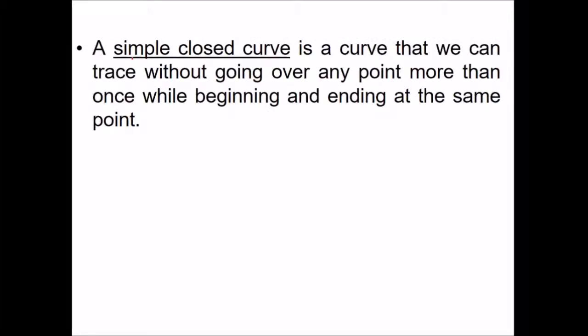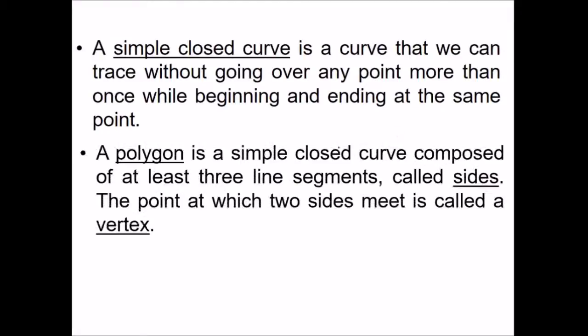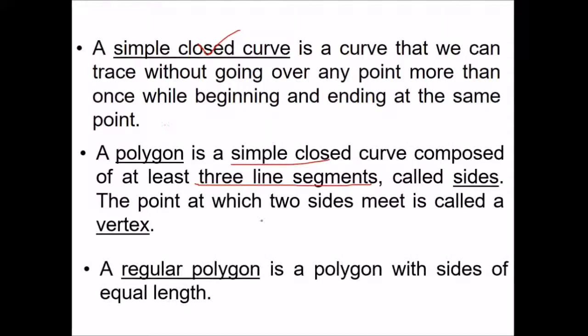Now a simple closed curve. This is a curve that we can trace without going over any point more than once, while beginning and ending at the same point. A polygon is a simple closed curve composed of at least three line segments called sides. So the minimum requirement for a simple closed curve to be a polygon is that it has to have at least three line segments, which are called the sides. And the point at which two sides meet is called a vertex, as we have seen earlier. What is a regular polygon? This is a polygon with sides of equal length, right?